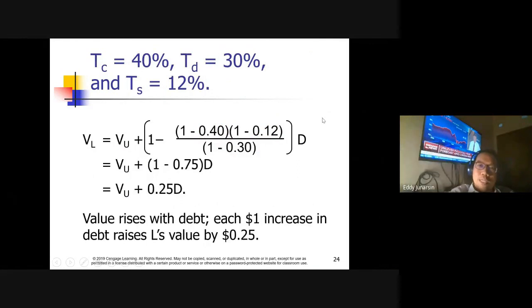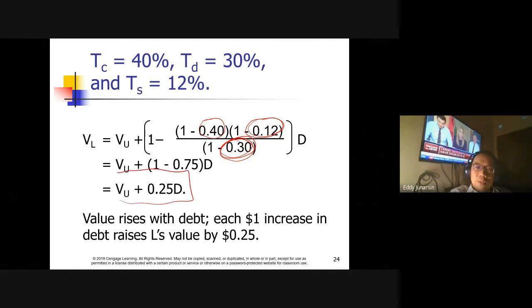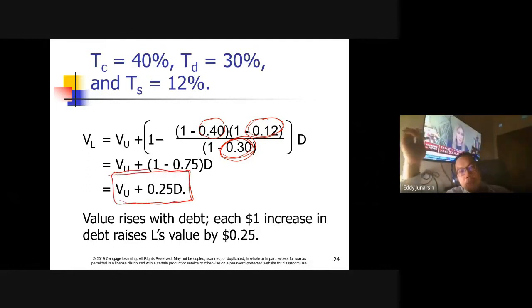We can put an example here. If the corporate tax rate is 40%, if the tax rate charged on owners is 12%, and the tax rate charged on creditors is 30%, it will form this function. This is an example, right?